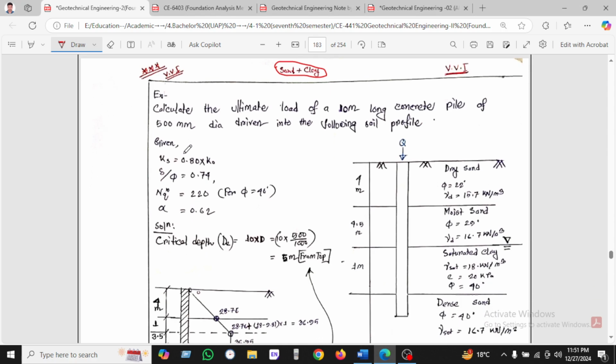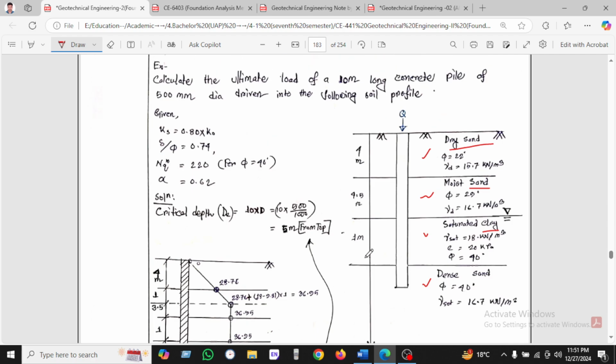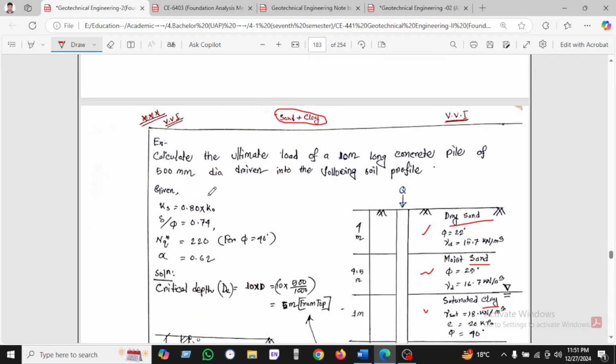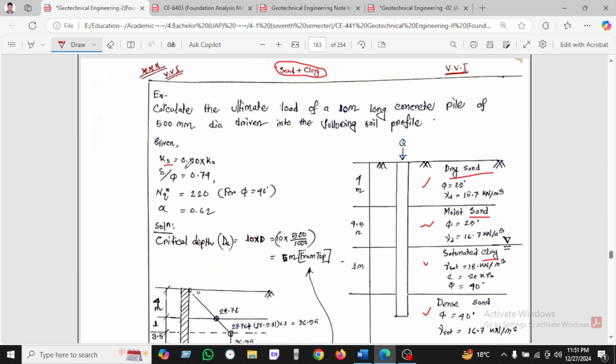So we can see here three types of layers are given: the dry sand and clay. The first two layers are sand, and then clay, and then sand. So it is going down and down. We can see all is given. So k is equal to 0.80 k naught, sigma and phi equal to 0.40, q star 220 for when phi is equal to 40.